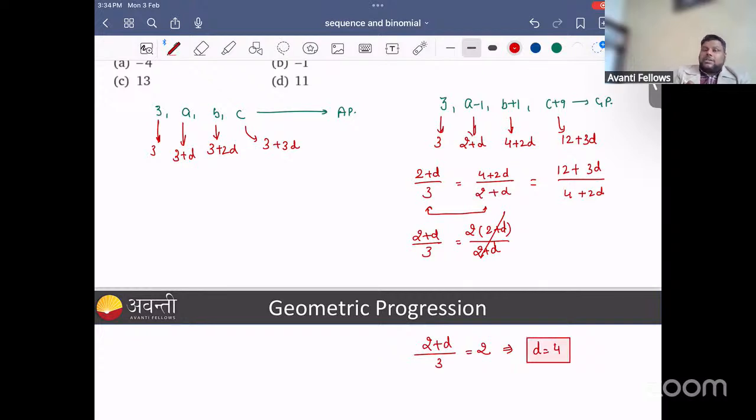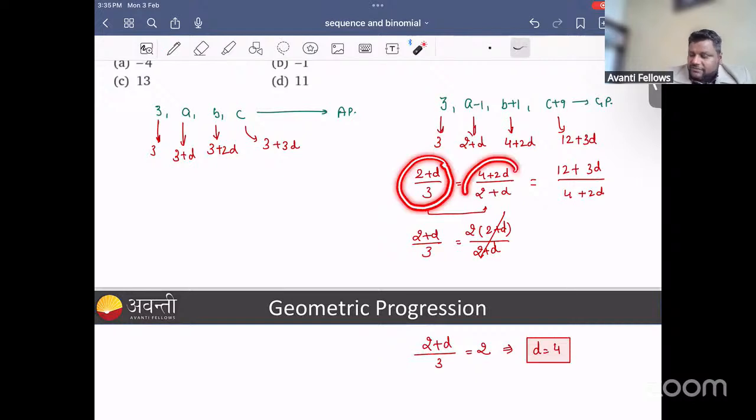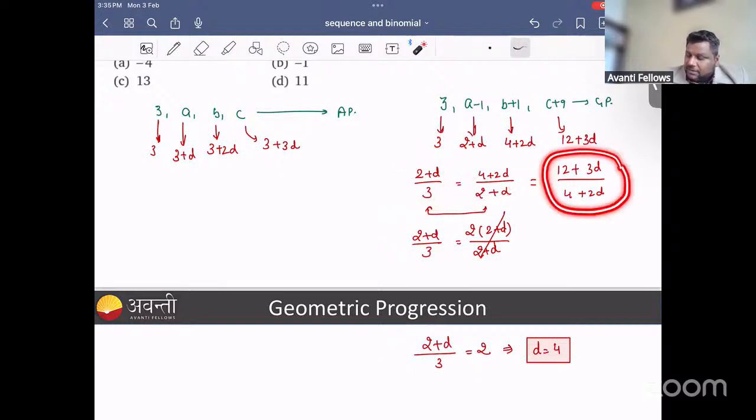Now, but doing this is not sufficient. You just verify also. So if you take D as 4, what is this ratio? 6 by 3, 2. What is this ratio? This is 24 upon 12, which is also 2. So everything is fine. Your D is only 4.